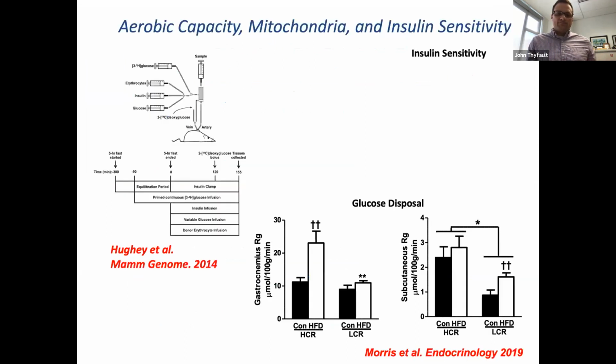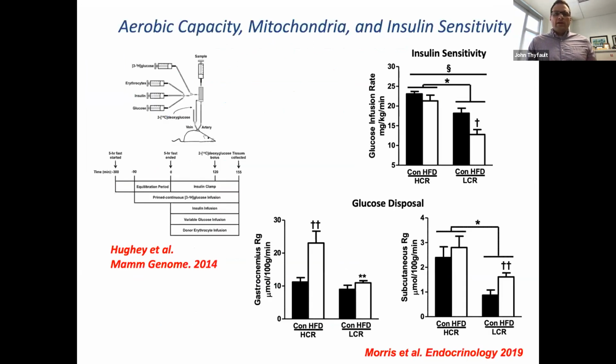Now, we did clamp studies in the HCR-LCR rats on animals on a control diet and animals on a high-fat diet. And what I really want to point out is that the HCRs are able to maintain their insulin sensitivity. The LCRs already have lower insulin sensitivity, and it's driven down by just the 3-day high-fat diet. And what you can appreciate here is that when we look at glucose disposal in both skeletal muscle and in adipose tissue, the HCR have increased glucose disposal.